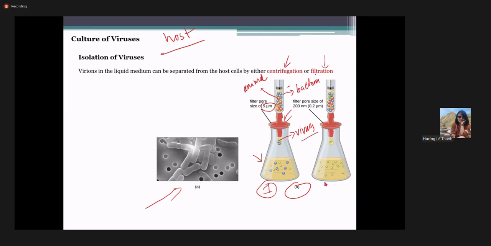But in figure B2, when the pore size is around 0.2 micrometers, the bacteria will get stuck here, and also the animal cells get stuck here. So in the liquid solution, we have only the virus. For this, this will be magnified. The size of the pores is quite small, so the bacteria will get stuck there.